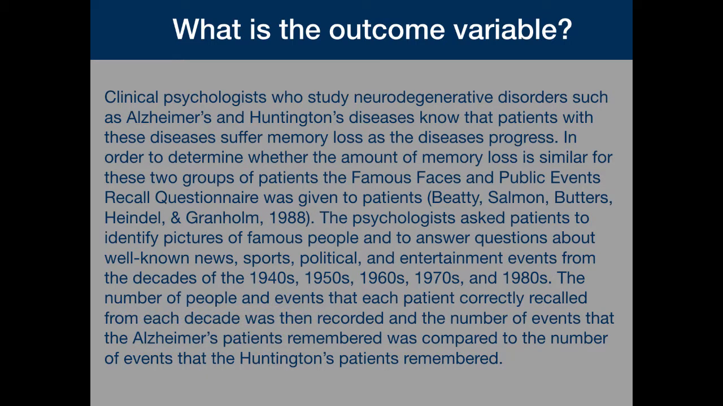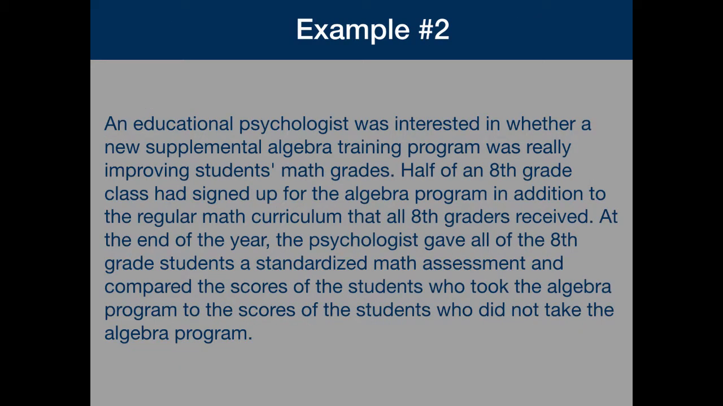All right, now that we have that one under our belt, let's take a look at a second example. An educational psychologist was interested in whether a new supplemental algebra training program was really improving students' math grades. Half of an 8th grade class had signed up for the algebra program in addition to the regular math curriculum that all 8th graders received. At the end of the year, the psychologists gave all of the 8th grade students a standardized math assessment and compared the scores of the students who took the algebra program to the scores of the students who did not take the algebra program. All right, go ahead and pause the video while you look through this passage and identify the 2 variables.